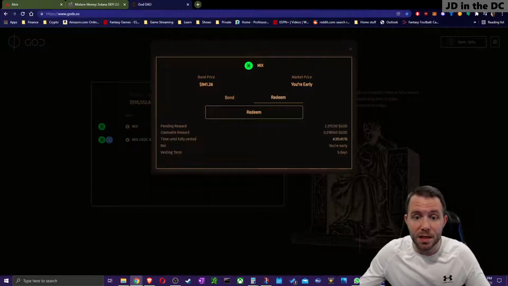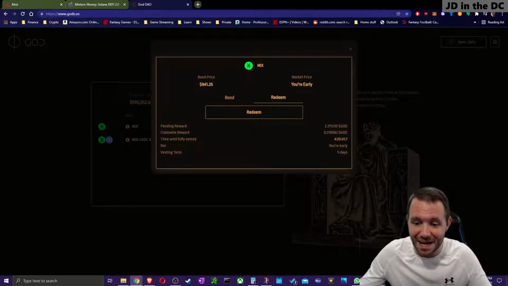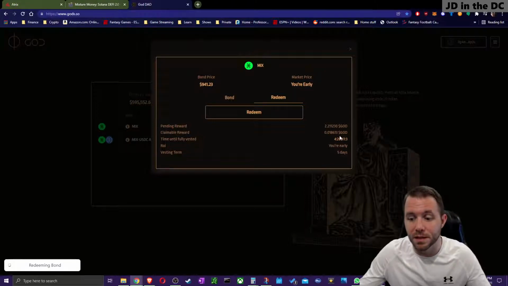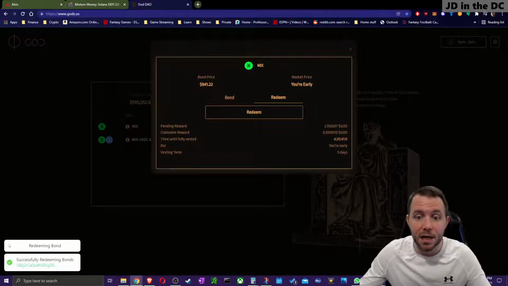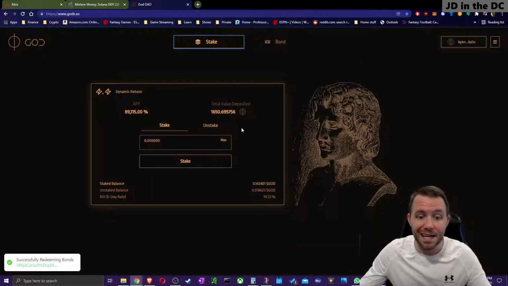So I can come up here at any point, and I can just redeem these. It tells you the time until fully vested, ROI, you're early. That really is a testament to how early this is. I mean, it literally dropped today. So now I redeemed it. Now I come over here and I take that God, and I could go sell it.